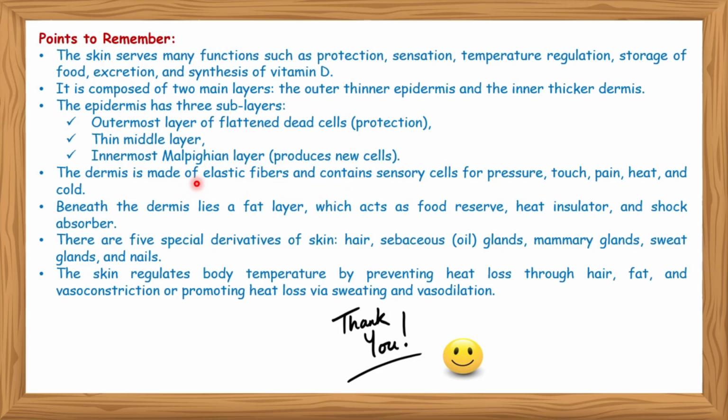The dermis is made up of elastic fibers and contains sensory cells for pressure, touch, pain, heat, and cold. Beneath the dermis, there lies a fat layer which acts as a food reserve, heat insulator, and shock absorber. There are five special derivatives of skin: hair, sebaceous or oil glands, mammary glands, sweat glands, and nails. The skin regulates body temperature by preventing heat loss through hair, fat, and vasoconstriction, or promoting heat loss via sweating and vasodilation.